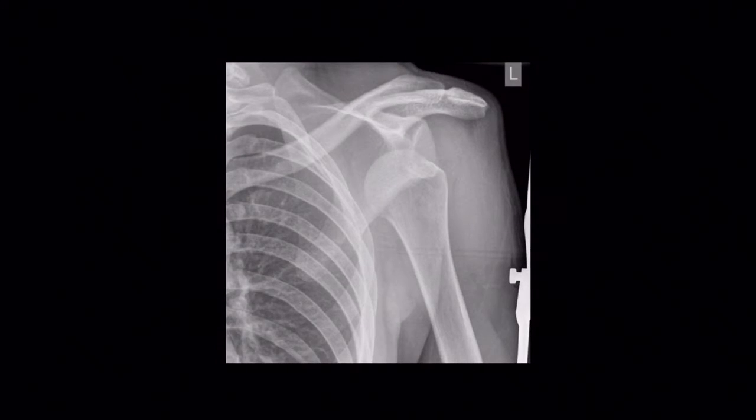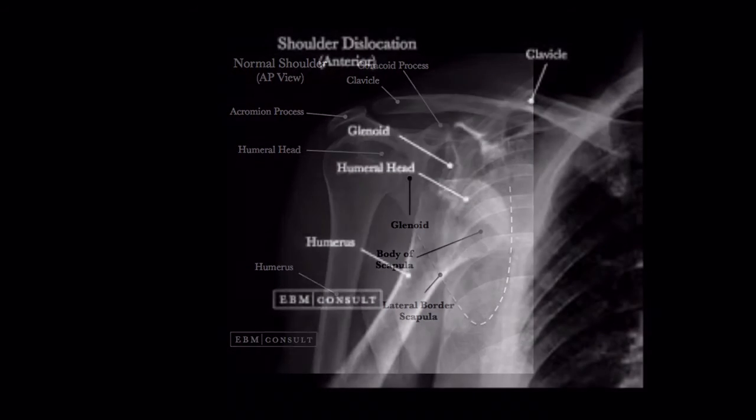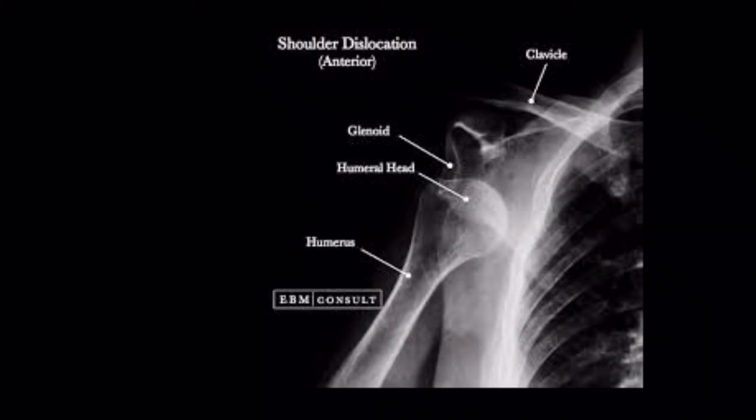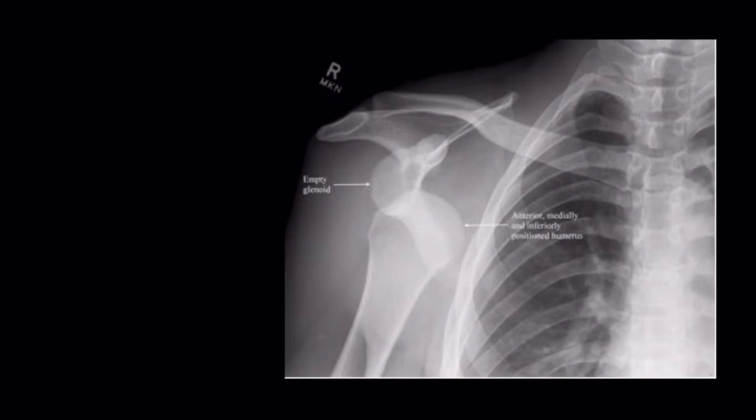As seen on the X-ray, the humeral head lies anterior to the glenoid of the scapula and inferior to the coracoid process. The glenoid fossa is empty, and the humeral head can also be subglenoid, subclavicular, or intrathoracic. Imaging helps to exclude fractures to the humerus and scapula and to classify the type of dislocation.